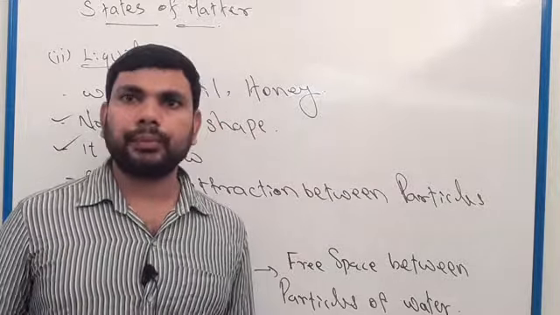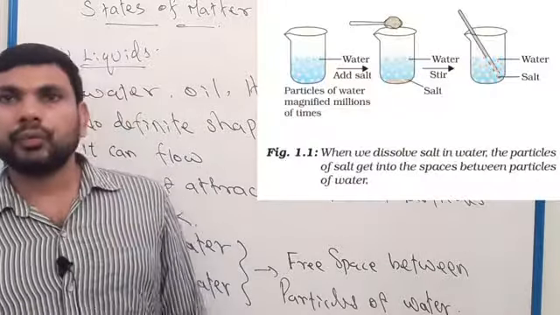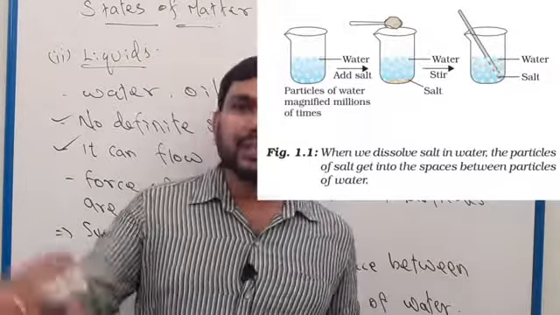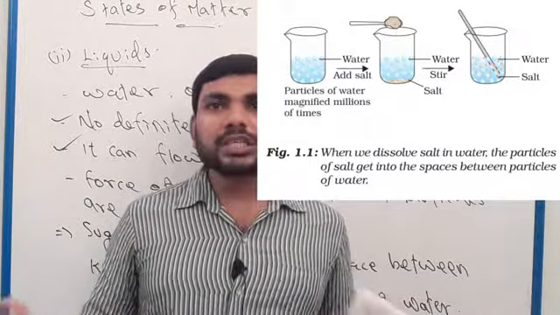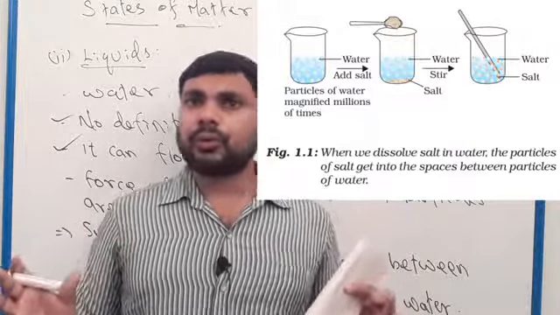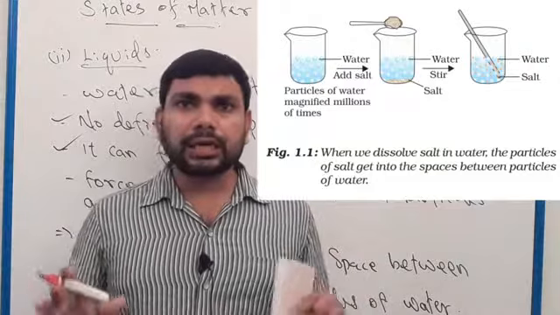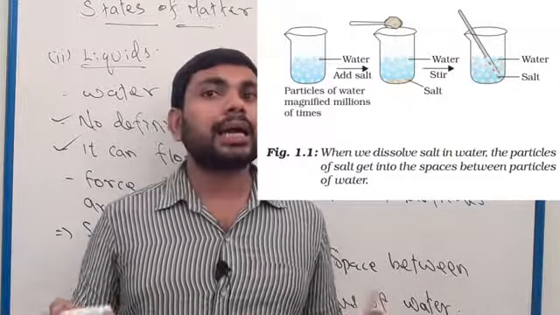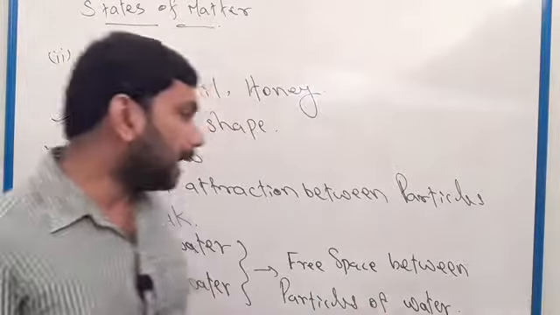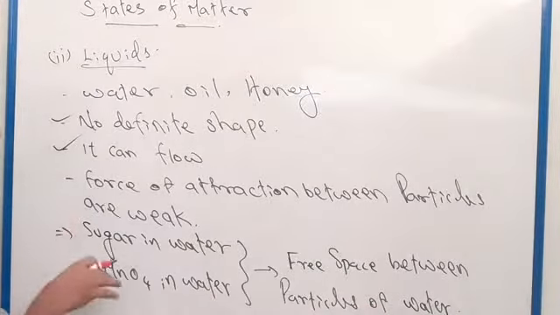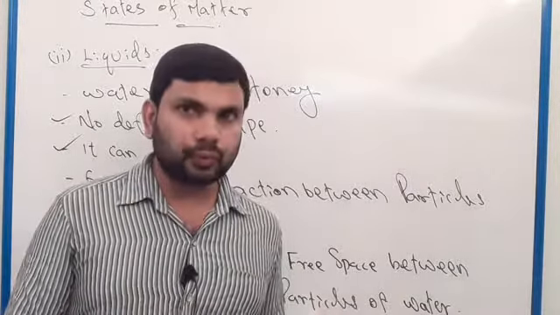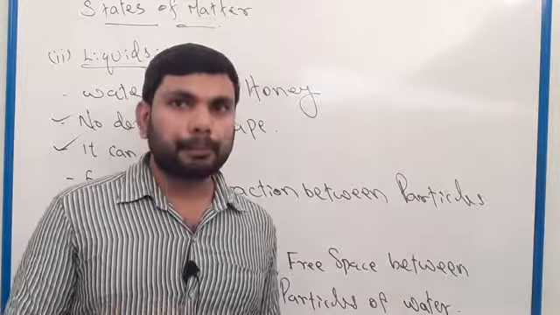See here, this activity: when you add sugar in water, take one beaker with water, put some sugar and stir well. We can see the sugar will dissolve. We cannot see the sugar anymore, it means it dissolved. So where is this sugar? I told you before, water is in the liquid state and the particles are loosely packed, and there is free space between the particles of water. When you add sugar in water, the sugar will go into the free space between the particles of water. That's why the sugar disappears.